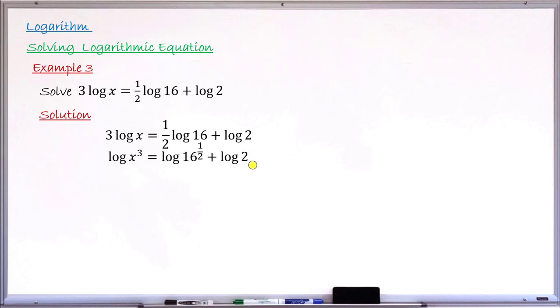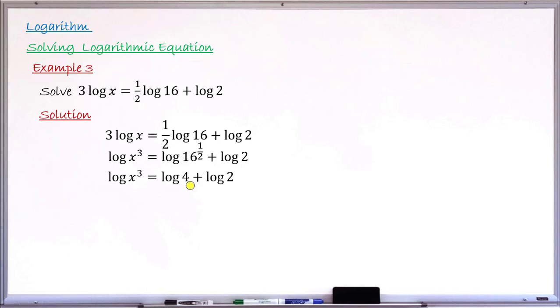So you now have this 3 move as a power, so you have x raised to 3. This 1 over 2 also moves to become a power of 16. So you have 16 raised to the power of 1 over 2. Then copy the log 2. Then 16 raised to the power of 1 over 2 is nothing but the square root of 16. That will give the answer 4.